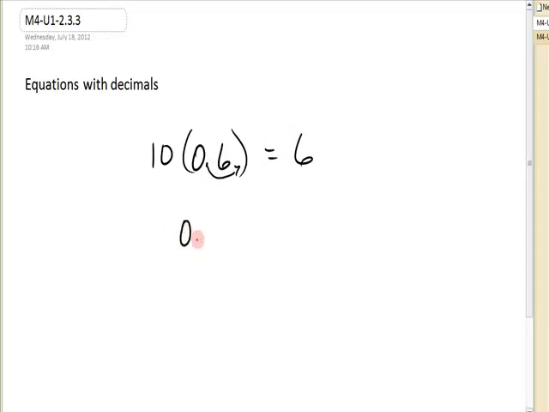If you have 0.57, that's 57 hundredths. And if you multiply that by 100, it will move the decimal 2 places and you'll get 57. In other words, if you multiply by the right power of 10, you'll end up making a whole number or an integer out of your decimal. So I'm going to use that strategy to solve some equations with decimals.